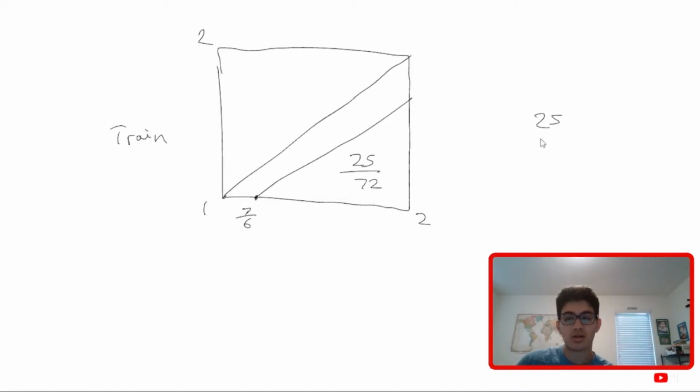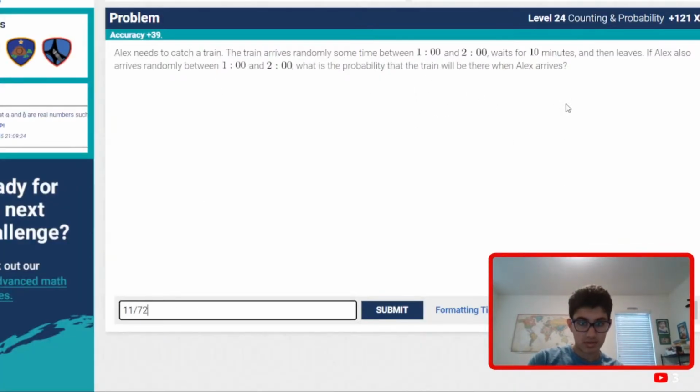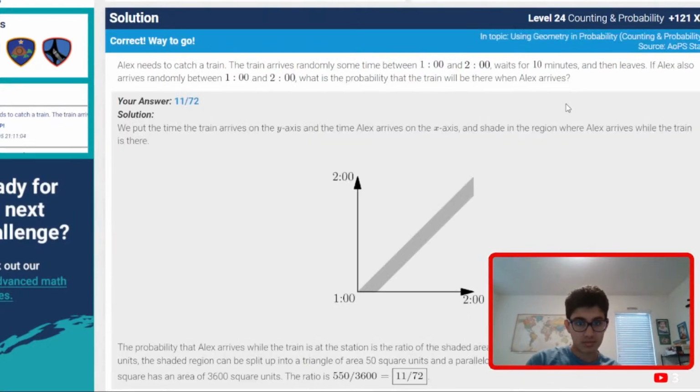25, no, wait. Yeah, so this part is going to be 36 out of 72, which is one half, minus 25 over 72. So 11 out of 72, right? Because it's half and then minus that. So 11 out of 72. Good. Now we're done with that. Expected value.